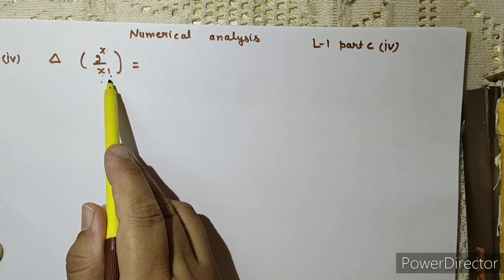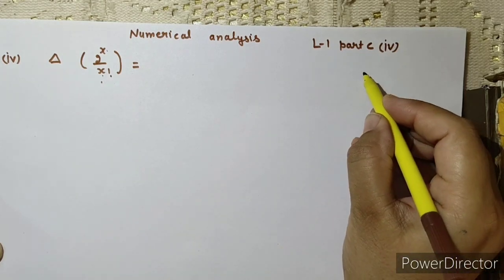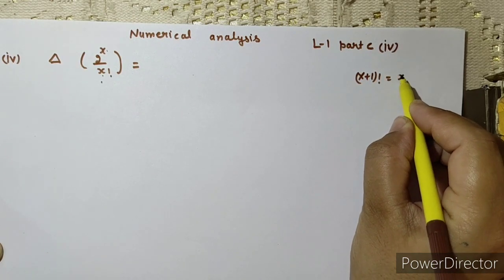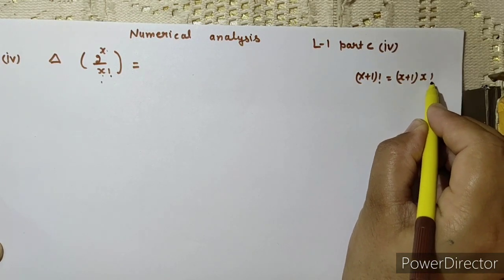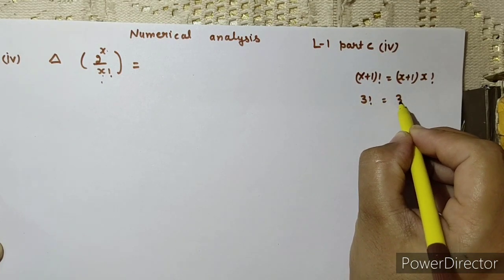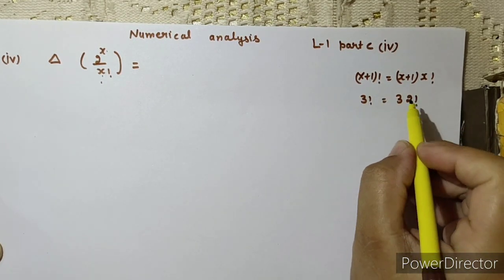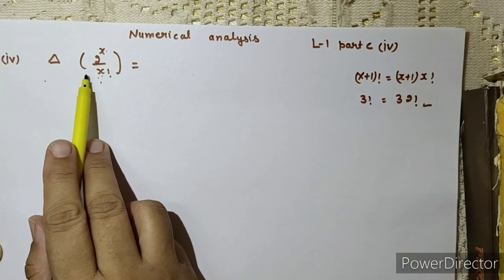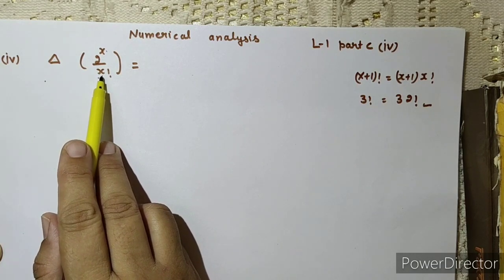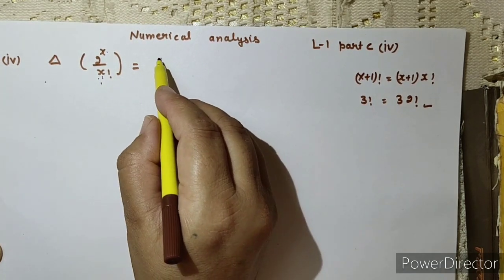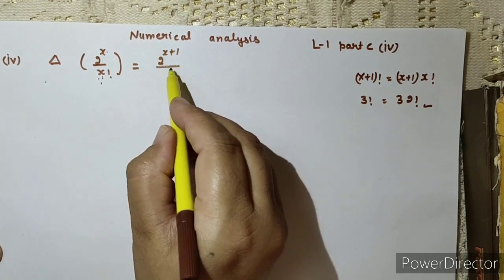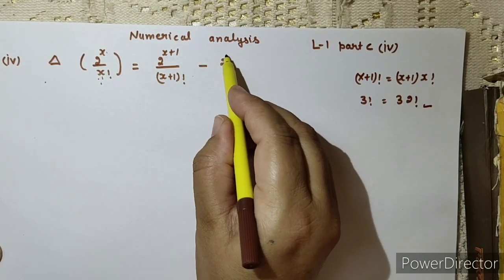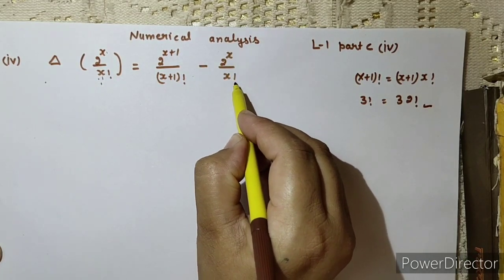And what is this expression? Factorial. I think you are familiar with this one. x plus 1 factorial is equal to x plus 1 into x factorial. This is 3 factorial. How do you write it? 3 into 2 factorial. Okay, so I will use this term here. So first apply the definition of first forward difference on the function 2^x by x factorial. So this is equal to next value, that is 2^(x+1) upon (x plus 1) factorial minus the same function, that is 2^x by x factorial.